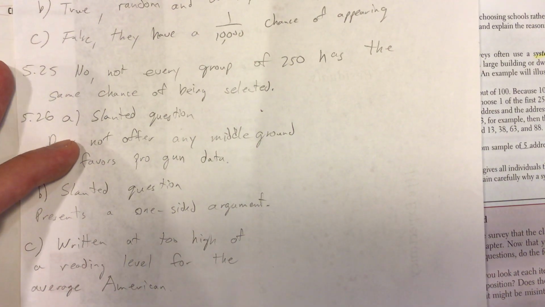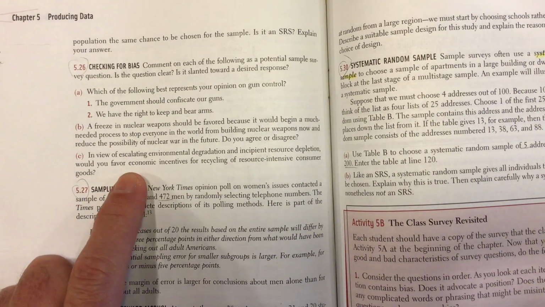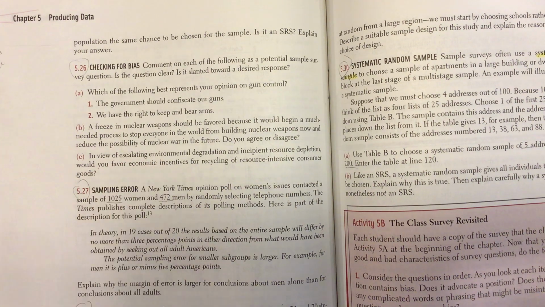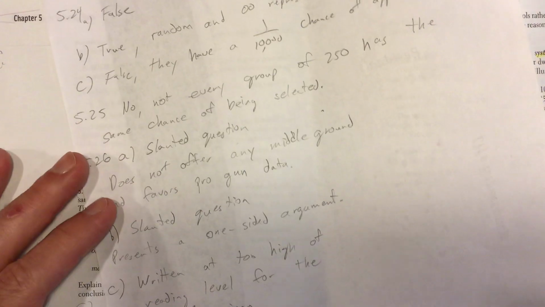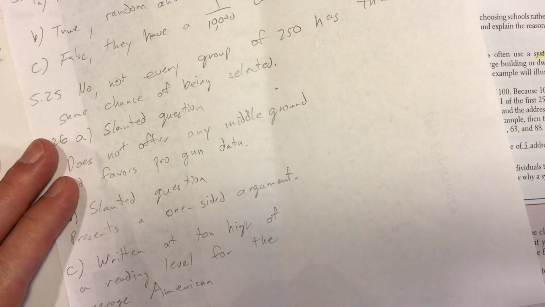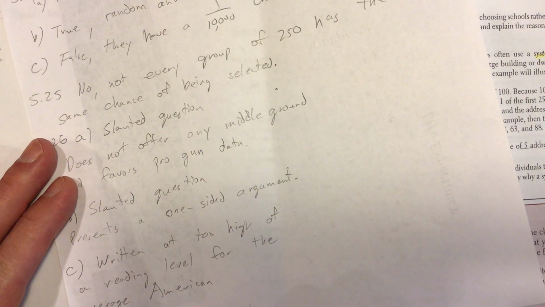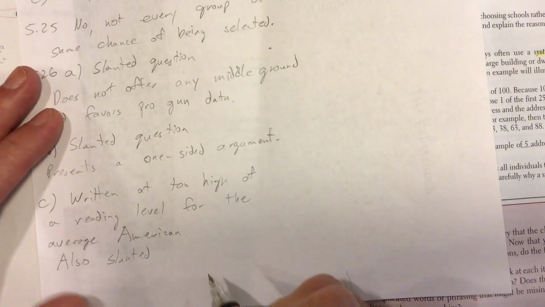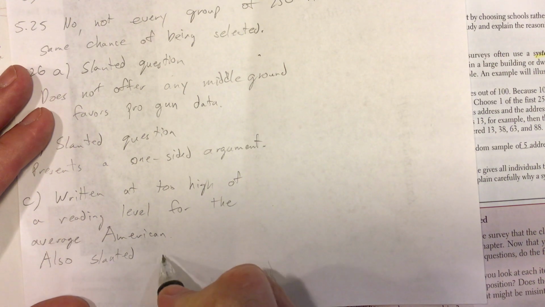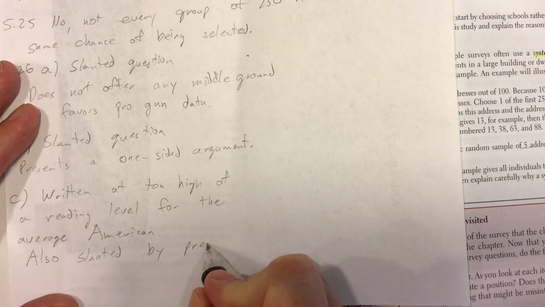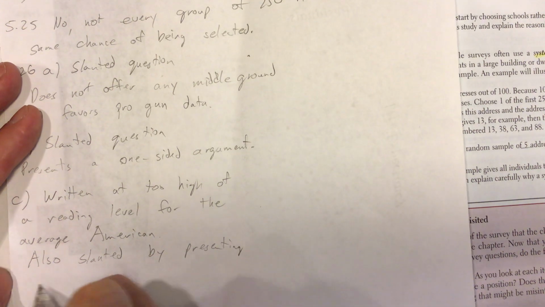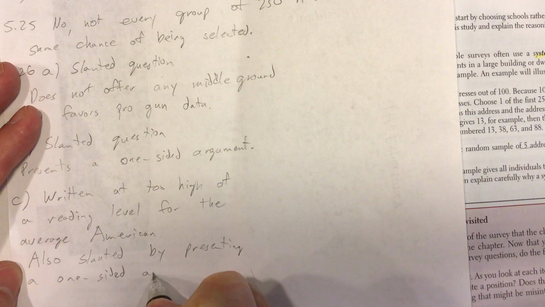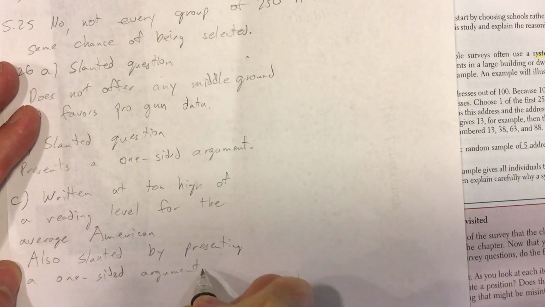Okay, and it's also a bit slanted, right? Because it does say, "Would you favor?" It's also one-sided, so you could say it's also slanted by presenting a one-sided argument. Okay.